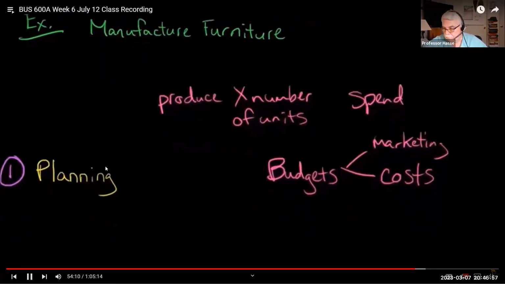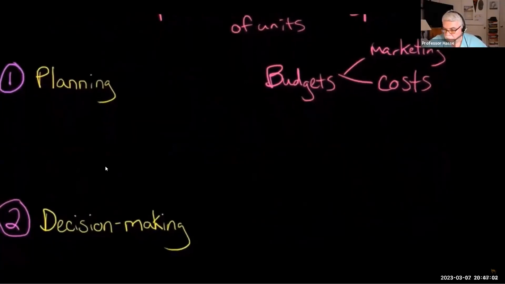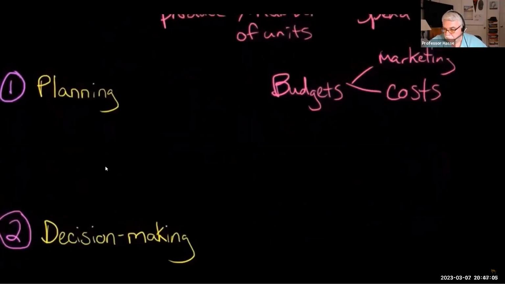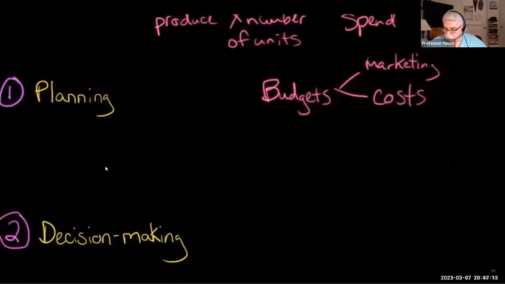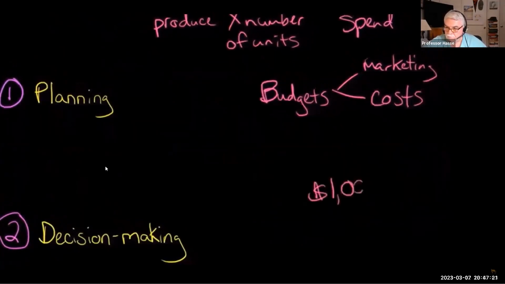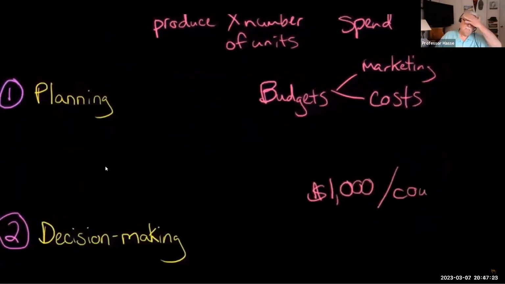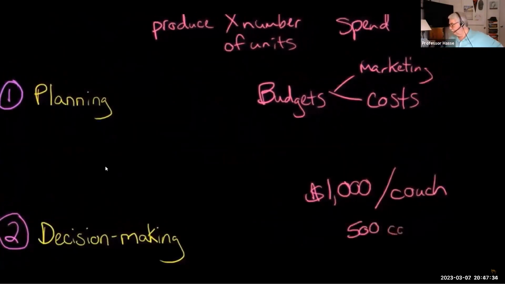But managerial accounting isn't just helpful with planning. It also helps when we think about decision making. So now we say, we looked at the cost to produce a number of units, but should we go ahead and sell those same units to a customer who offers a certain amount? Let's say somebody says, we'll give you $1,000 per couch. You manufacture furniture, so you have couches. A customer offers you $1,000 per couch, and they say they'll buy 500 couches.